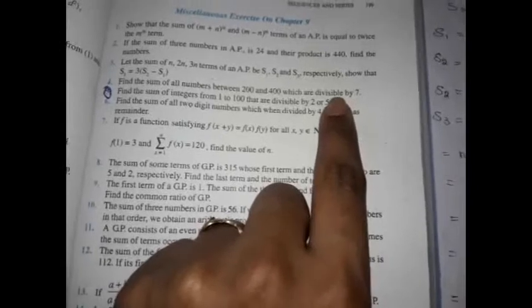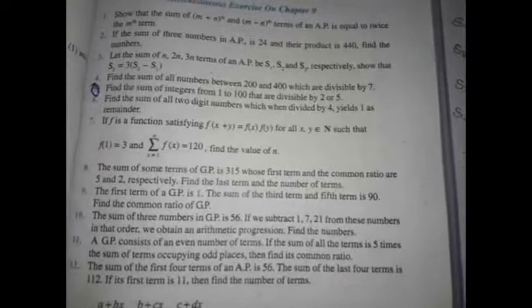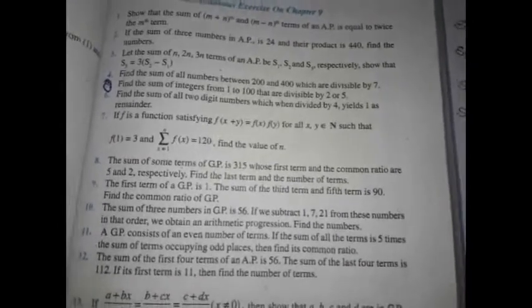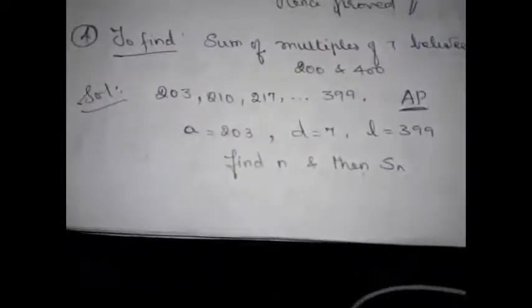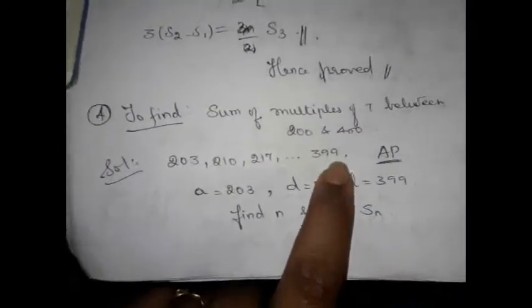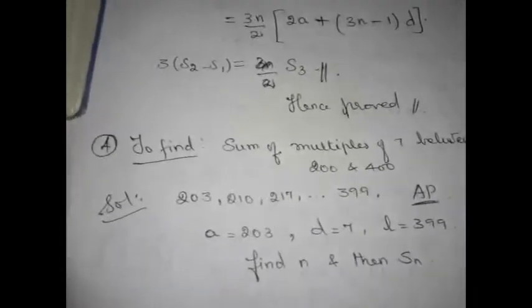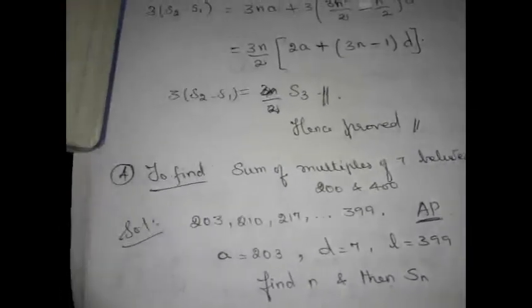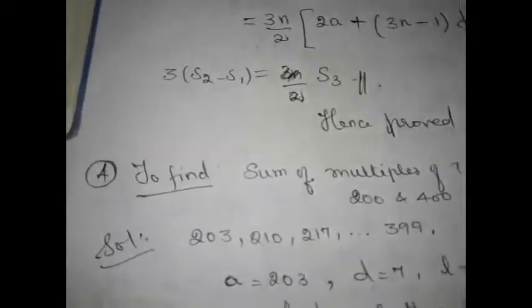Next sum. Find the sum of all numbers between 200 and 400 which are divisible by 7. This type of problem we have done in the exercise itself. You have to list out the multiples of 7 between 200 and 400. What is the first multiple of 7 after 200? Which is 203, right? The next number is going to be plus 7, so 210. The next number is 217. Likewise it goes on, and your last number 400 is not divisible by 7. So you have to find the number divisible by 7 less than 400. You know how to find it.